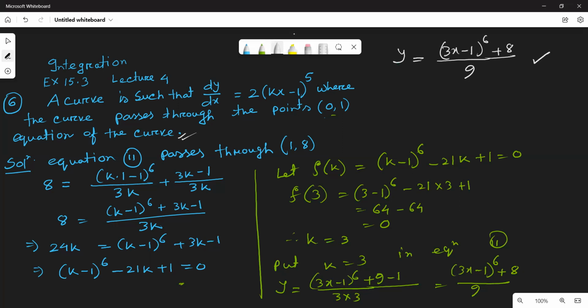So I think everybody understands this maths. This is a little bit tricky maths. We have to find out the root of k from here, taking f(k) as a function of k. So if you put here k value 3, we'll get remainder 0. So k equals to 3 will be the factor, root of this function. So we'll put k equals to 3 in equation 2, then we get the equation of the curve.